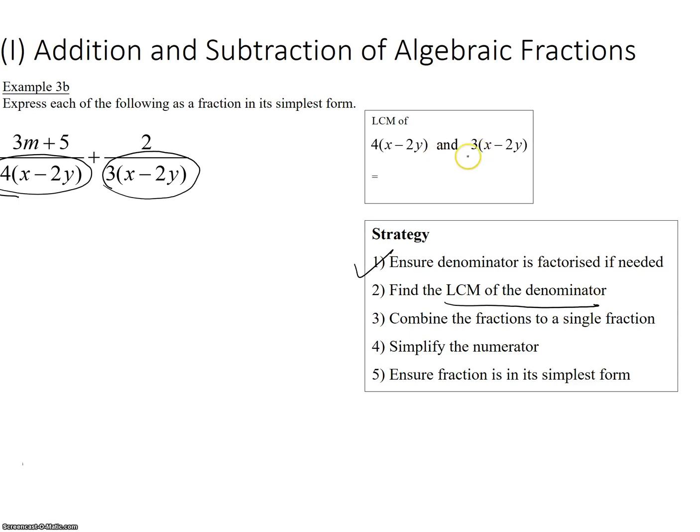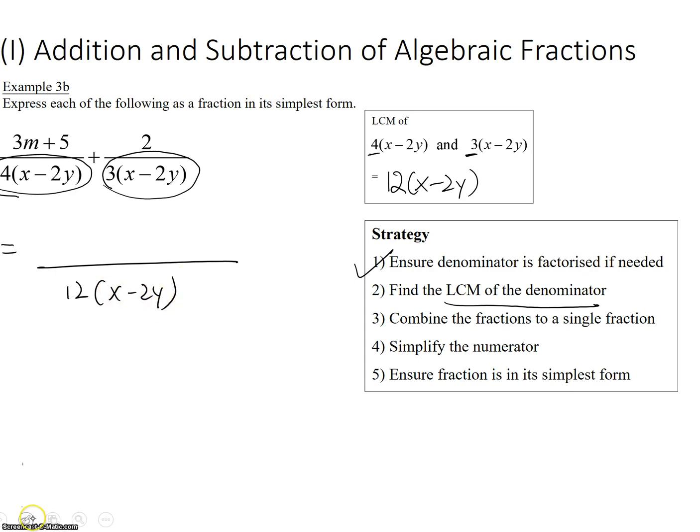So I actually put it here. In this case, x minus 2y is found in both terms, but one is a 4 and one is a 3. So for 4 and 3, the LCM will be 12. So your LCM for these two will be 12 bracket x minus 2y. Once you have that, write out 12 bracket x minus 2y.